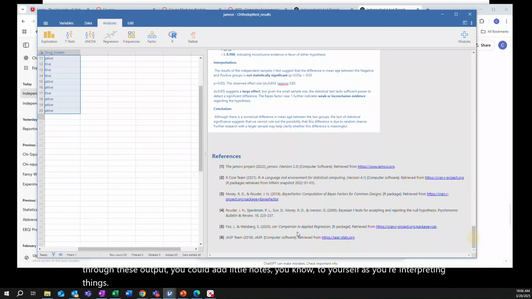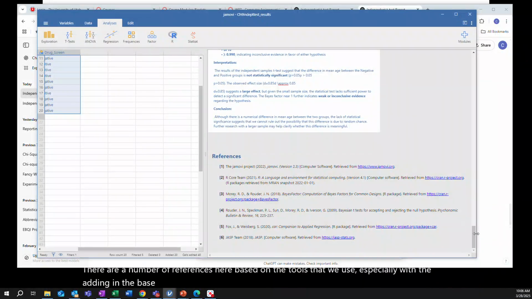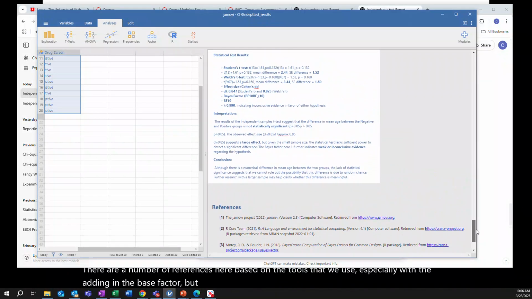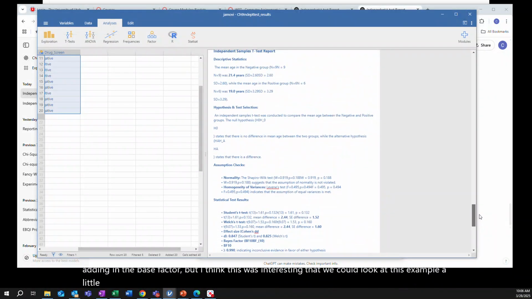There are a number of references here based on the tools that we use, especially with the adding in the Bayes factor. But yeah, I think this was interesting that we could look at this example a little more and understand some of these ideas a little better. So I hope this is helpful. Answer the questions in Canvas and submit your output.